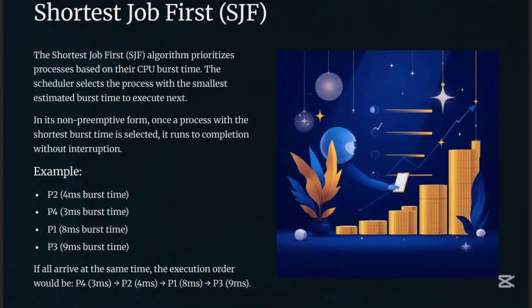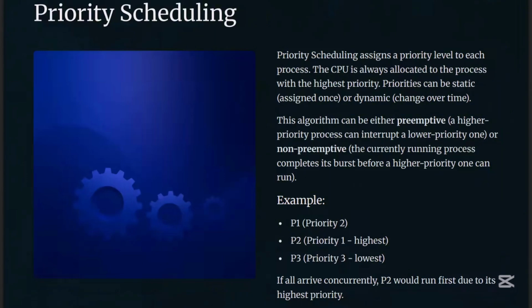Priority scheduling. In priority scheduling, each process is assigned a priority number. The CPU is given to the process with the highest priority. Priority scheduling can be preemptive or non-preemptive. Advantages: important tasks are handled first, useful in real-time systems. Disadvantages: low priority processes may starve. Starvation can be solved using aging, where priority increases over time.